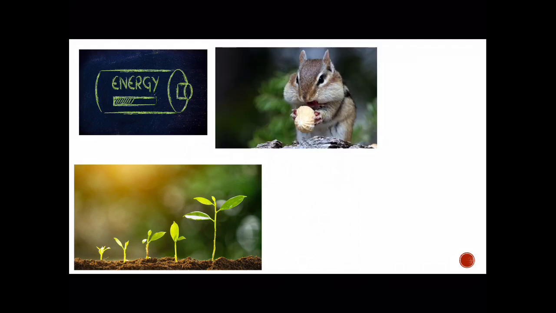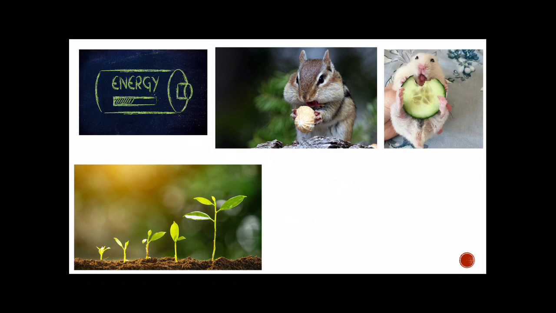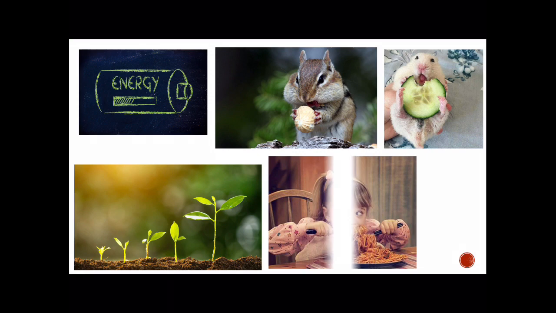Here we have a nice little chipmunk stuffing his face full of a peanut, it looks like. That's how animals get their food. They consume food by eating it. Oh, look at that. Chewing on what looks like a cucumber. Or you could be like Michelle Tanner and stuffing your face full of spaghetti, getting your energy. All living things need it, and they either get it from the sun or by consuming other organisms.